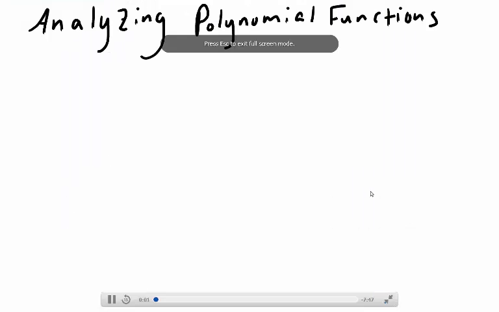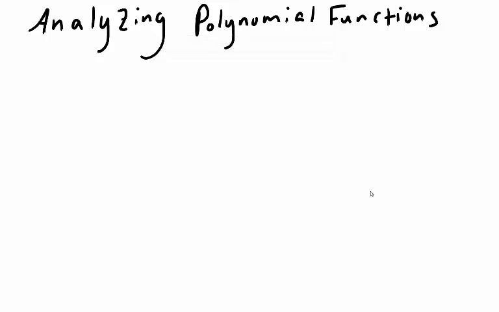In this video, we're going to take a look at how to analyze a polynomial function by looking at its real zeros, multiplicity, determining whether the graph crosses or touches the x-axis for each intercept, looking at the graph's turning points, and looking at its end behavior.